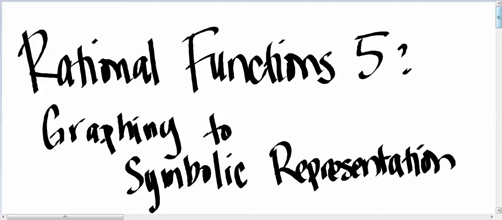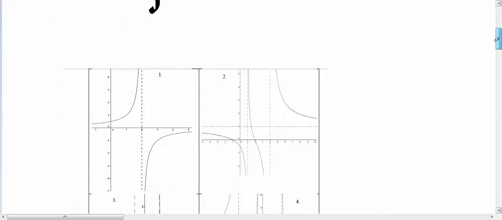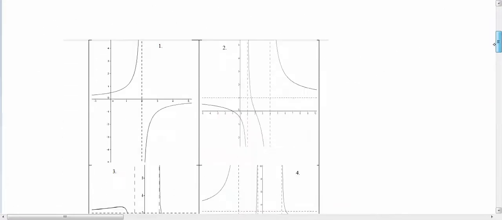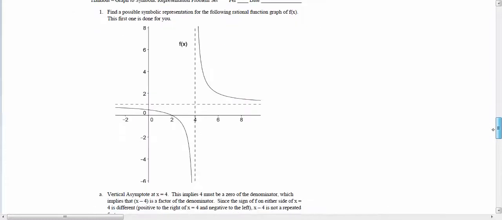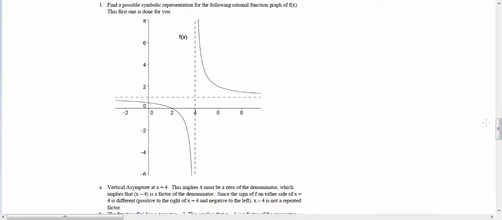Working on rational functions part 5, and so we're going to basically graph from the symbolic representation. Again, this is giving you the graph, and I'm asking you to extract from that the equation. I'm just going to look at the graph. I'm not going to read the hints that they're giving me.